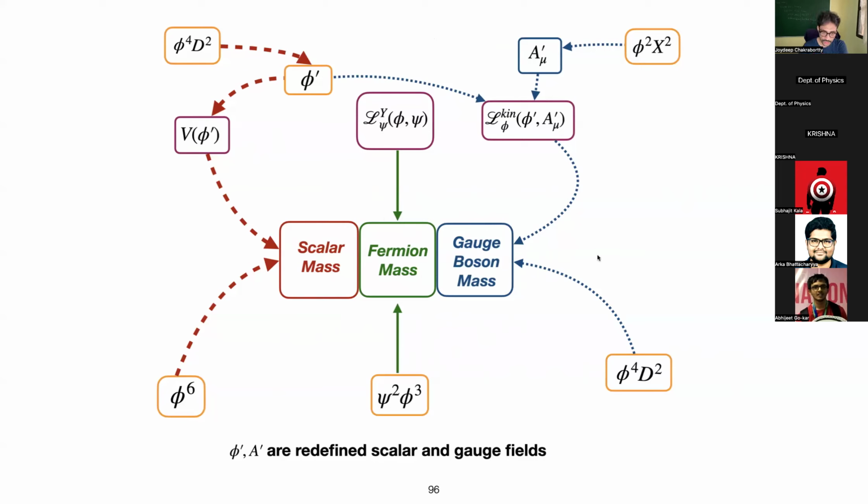So if you have any question at this point? You're saying this phi to the power 4 D square operator, there are two, right? Apart from contributing to the gauge boson mass and giving a renormalized phi, there'll also be an interaction term, right? No, I'm talking about how the spectrum got affected. Interactions we'll talk about later.